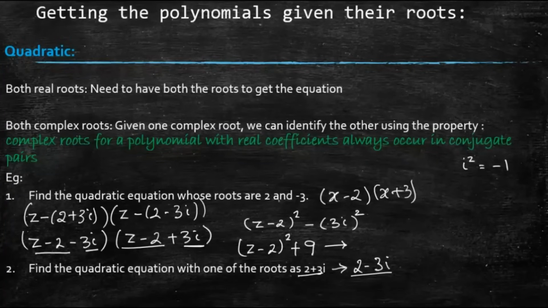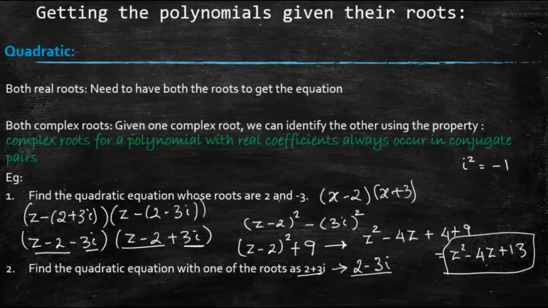And if you simplify this further, that's z square minus 4z plus 4 plus 9. And this becomes z square minus 4z plus 13. So this is the quadratic equation with these two complex roots. You can try them out using the quadratic formula and you'll come to this solution.